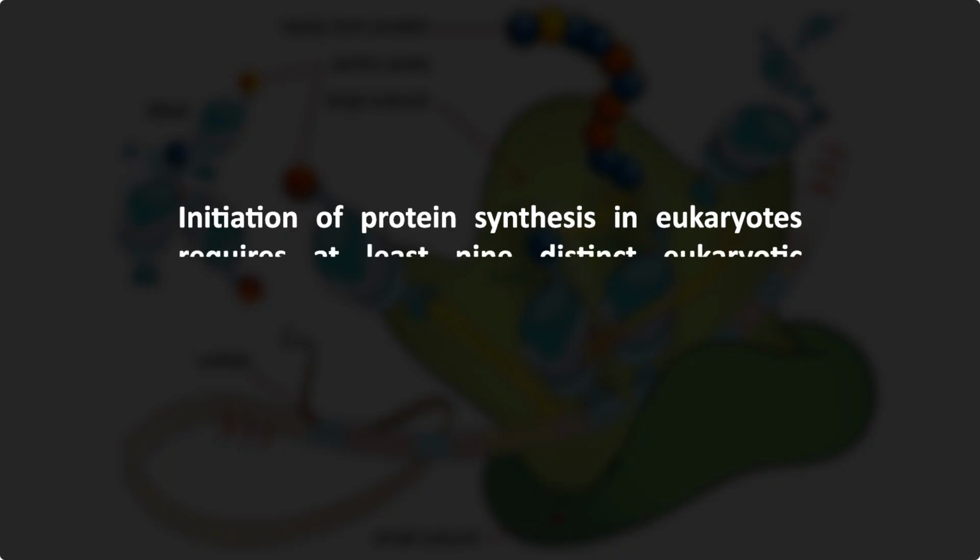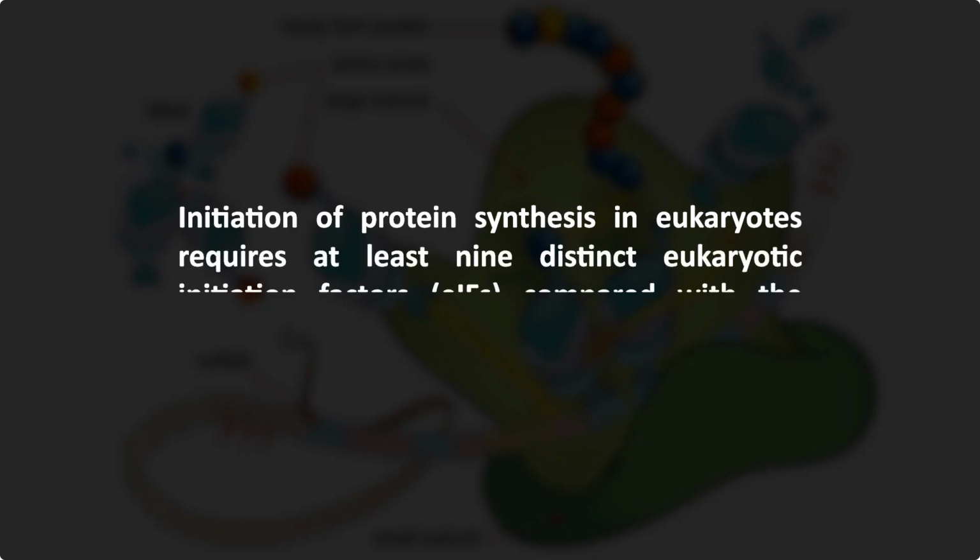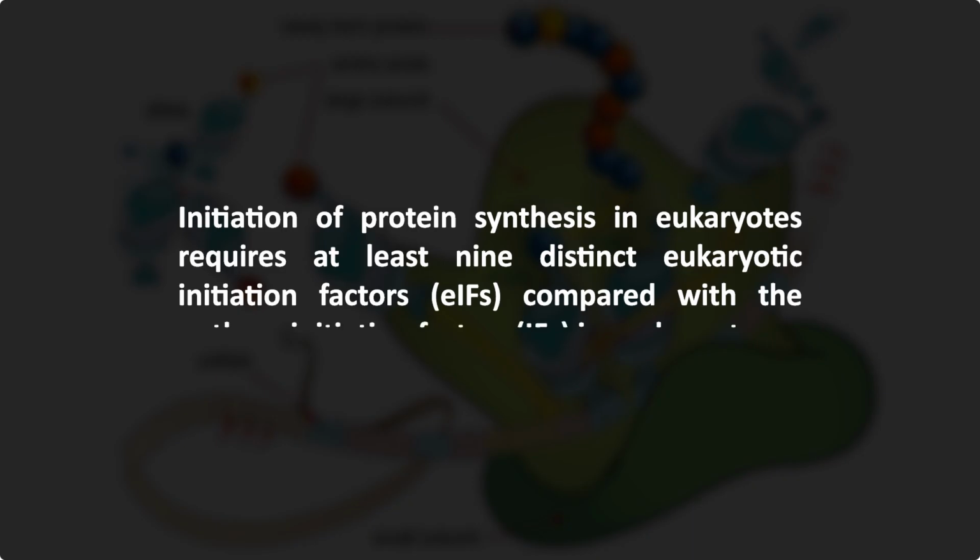Initiation of protein synthesis in eukaryotes requires at least 9 distinct eukaryotic initiation factors, compared with the 3 initiation factors (IFs) in prokaryotes. In eukaryotes, the initiation amino acid is methionine, not formyl methionine as in prokaryotes. As in prokaryotes, a special initiation tRNA is required for initiation and is distinct from the tRNA that recognizes and binds to codons for methionine at internal positions in the mRNA. When charged with methionine ready to begin initiation, this is known as methionyl tRNA.